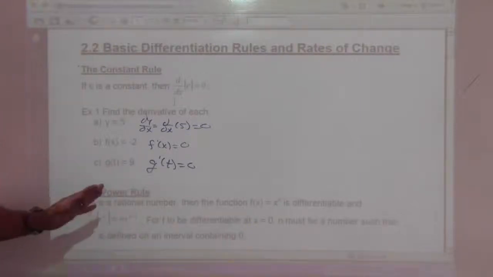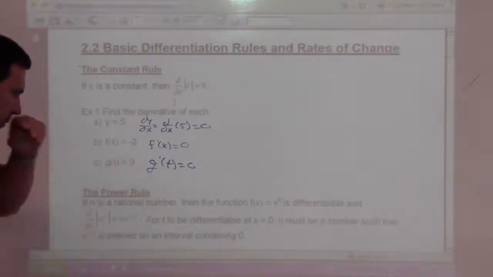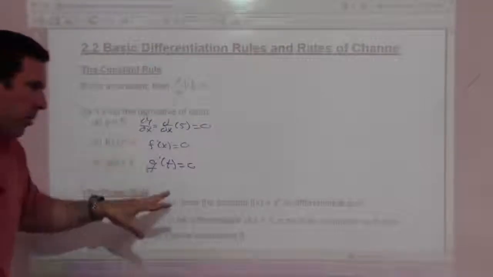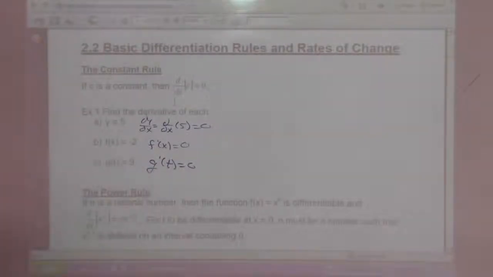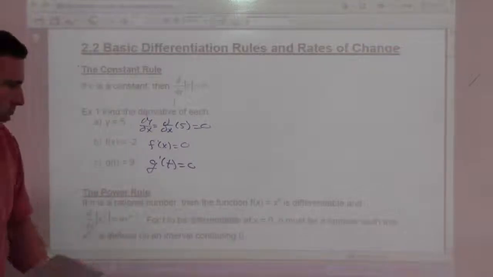That's what you do when you take the derivative of a variable raised to a power, a constant power. So for f to be differentiable at x equals 0, n must be a number such that x to the n minus 1 is defined on the open interval containing 0. So we're going to do some examples.